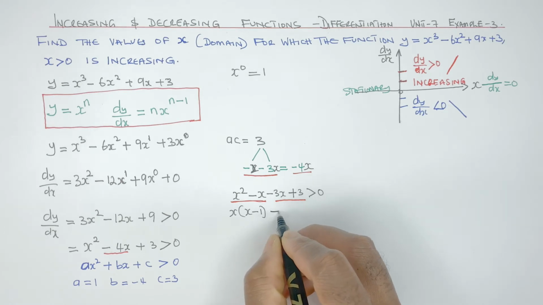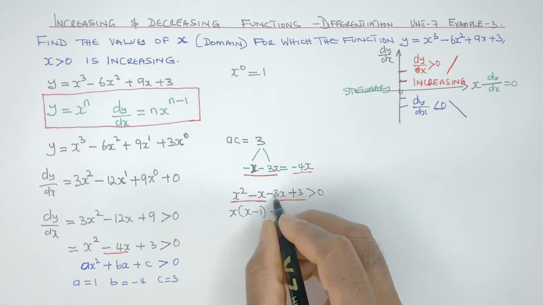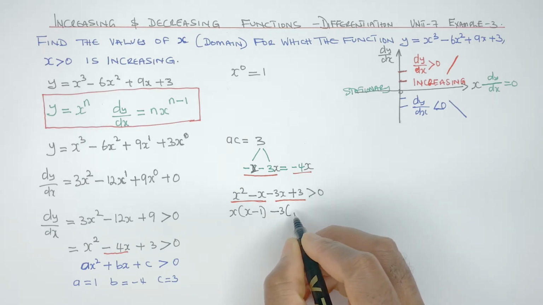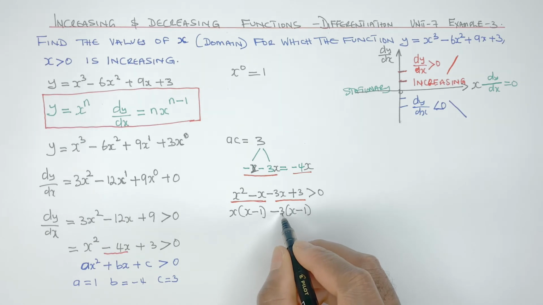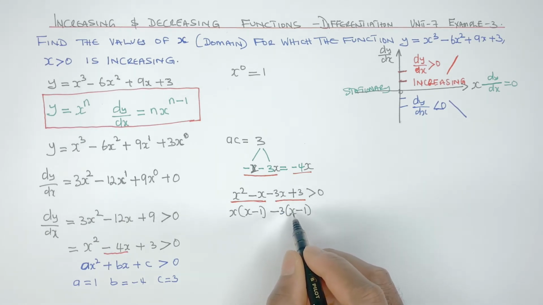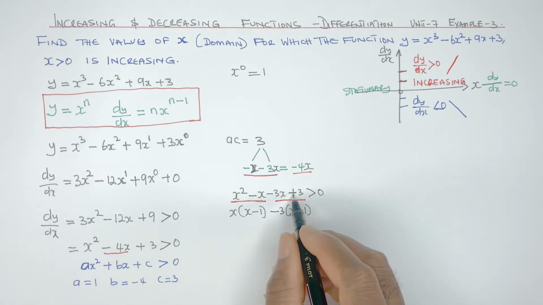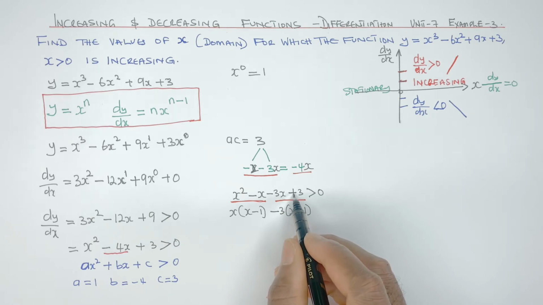If I take minus 3 out, because this is minus, I have to take minus out. And 3 is common, so take 3 out. I get x minus 1, because minus 3 times x is minus 3x. Minus 3 times minus 1 will be plus 3. You see, whenever you take minus out, the sign next to it will change.